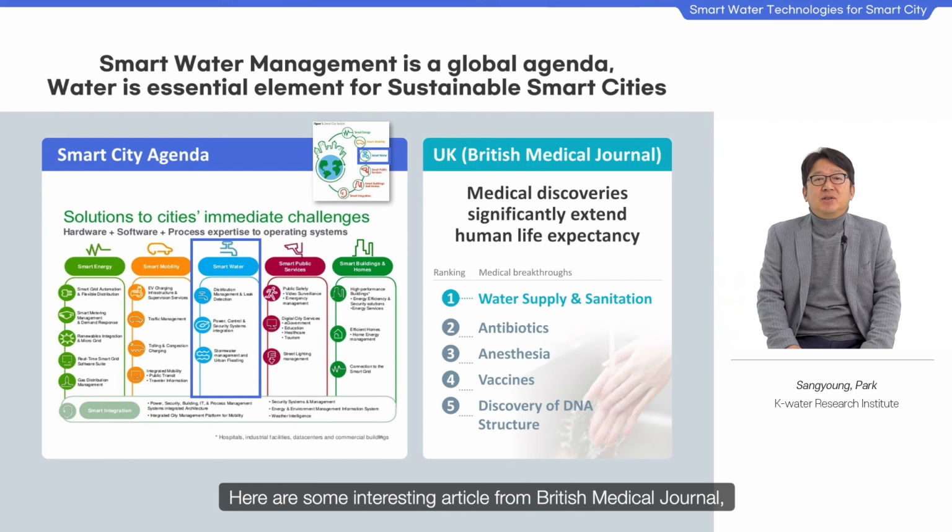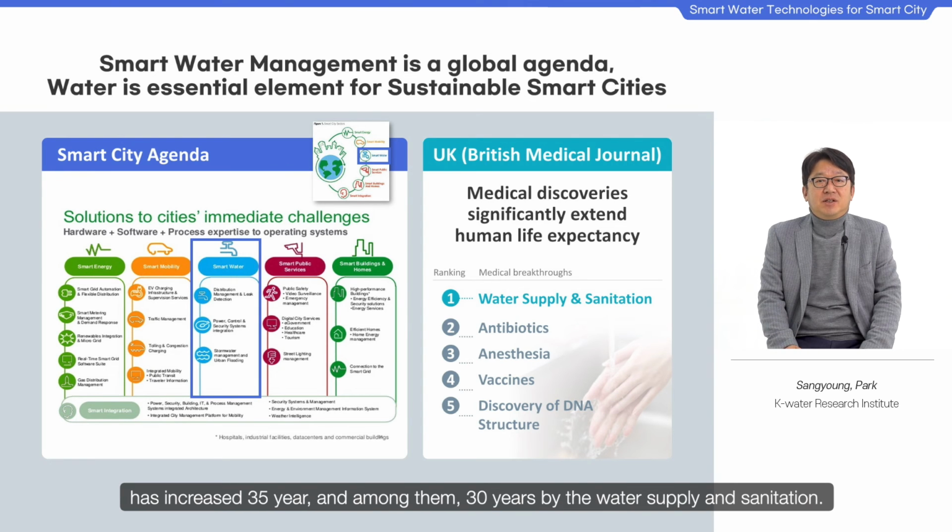Here are some interesting articles from the British Medical Journal. The first ranker of medical discovery, which significantly extends human life expectancy, was the development and wide implementation of water supply and sanitation. According to the journal, human life expectancy in the 20th century has increased 35 years, and among them, 30 years by the water supply and sanitation.